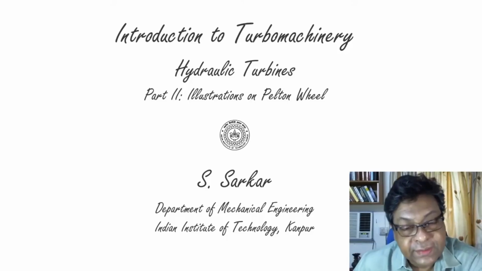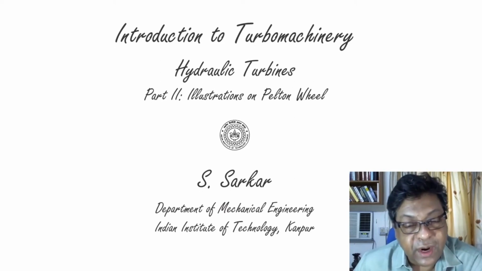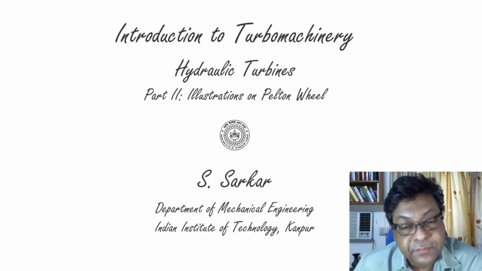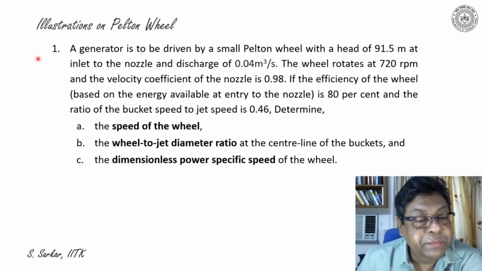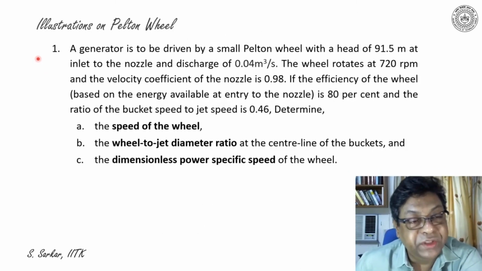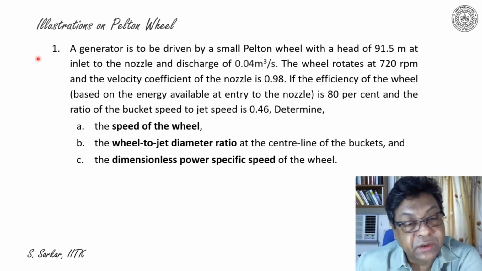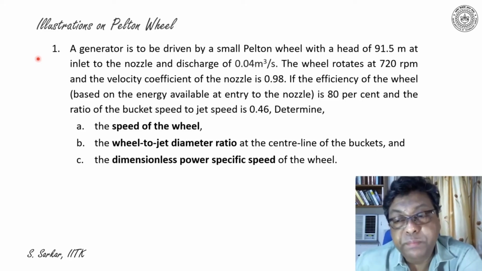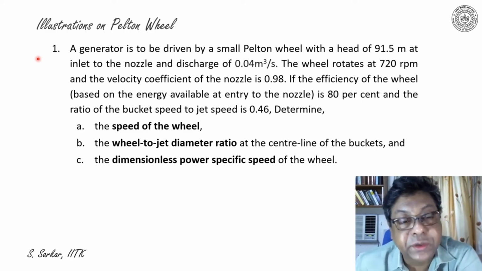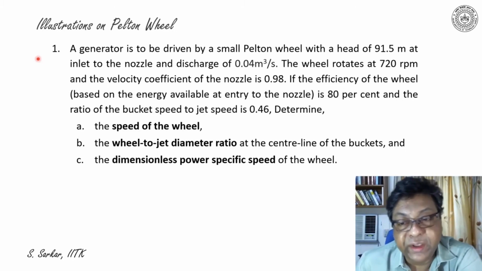Good morning. In this lecture, I'll solve some problems relating to the Pelton wheel. The statement of problem number 1 is: a generator is to be driven by a small Pelton wheel with a head of 91.5 meter at inlet to the nozzle and the discharge of 0.04 meter cube per second.